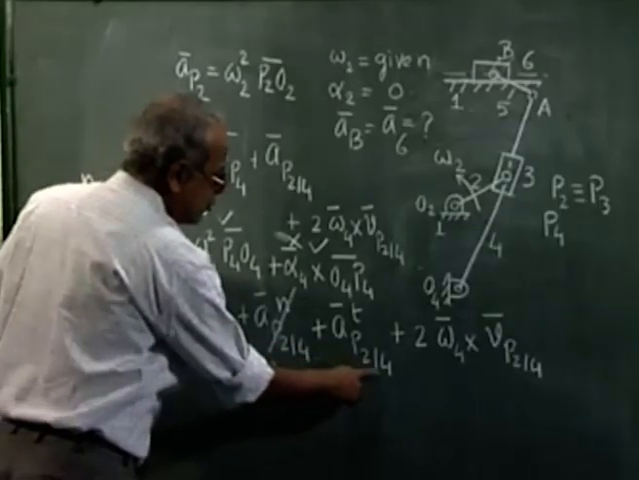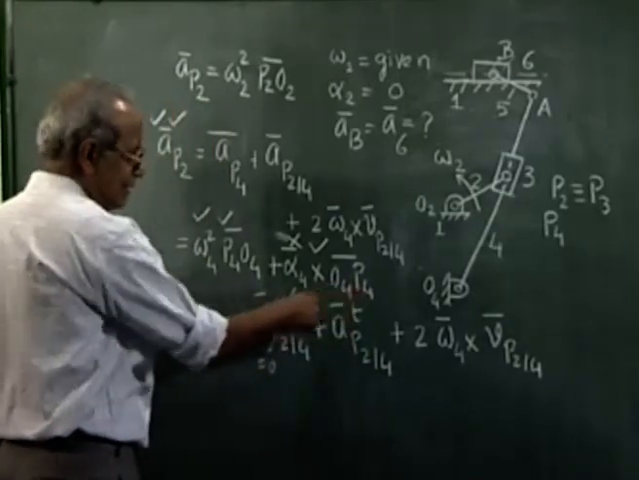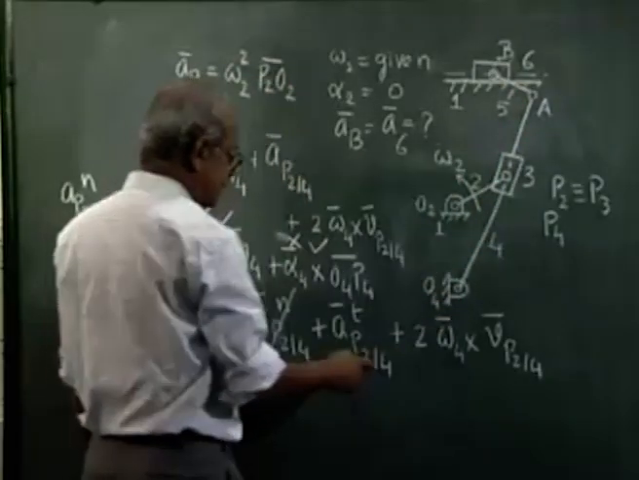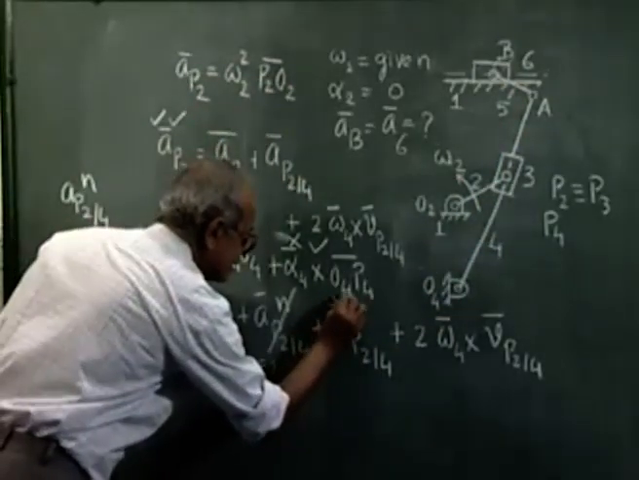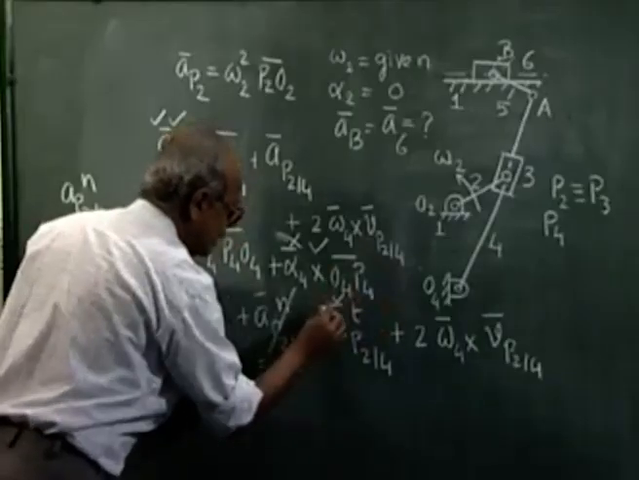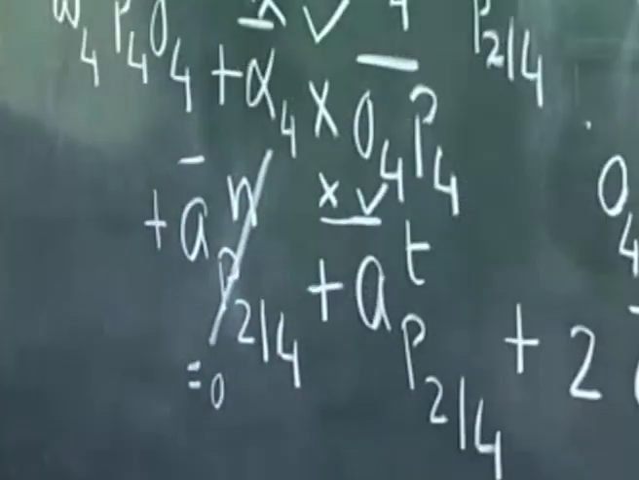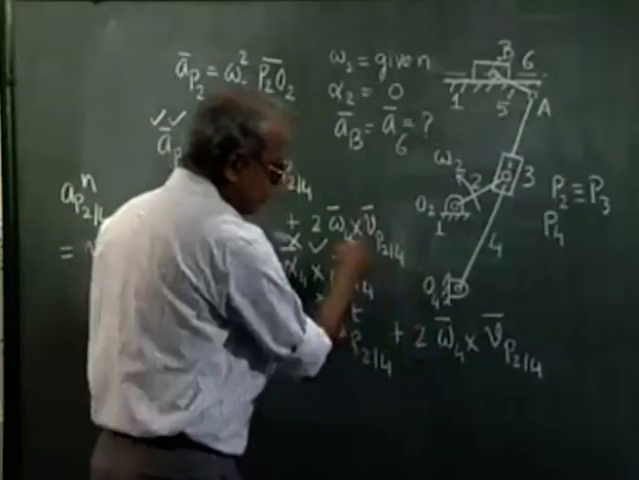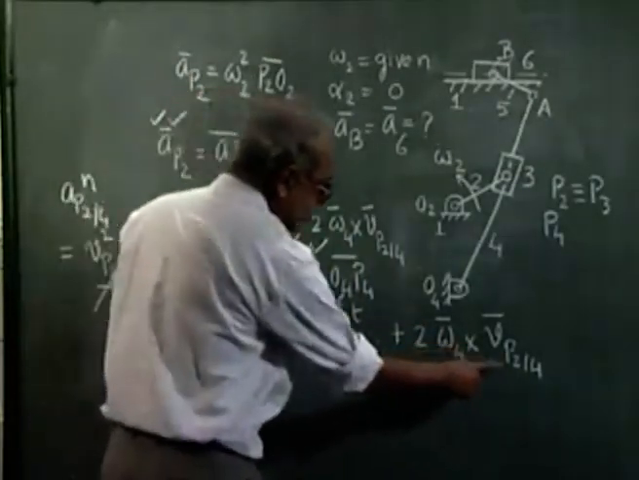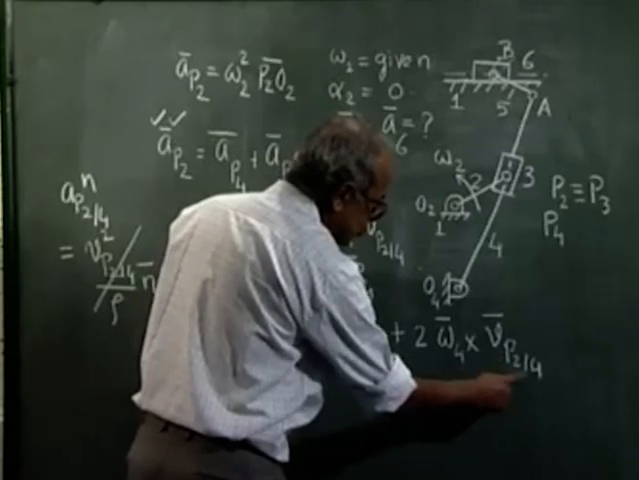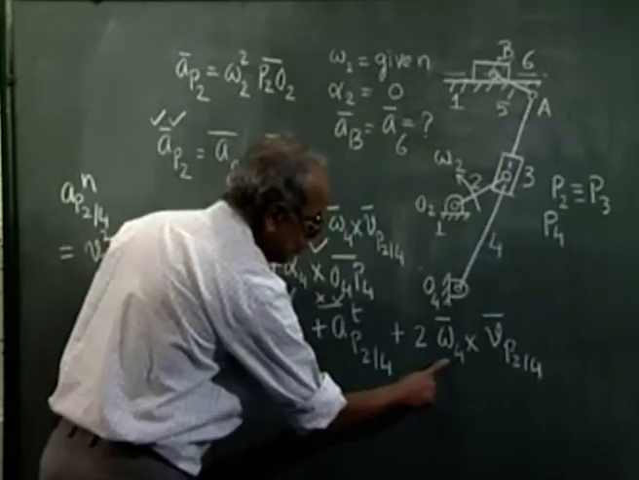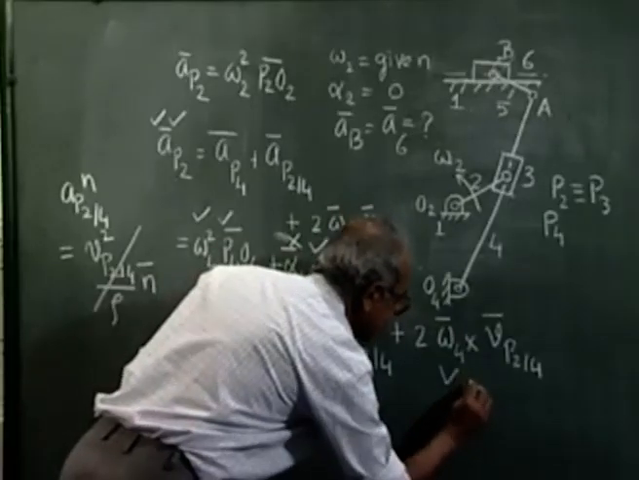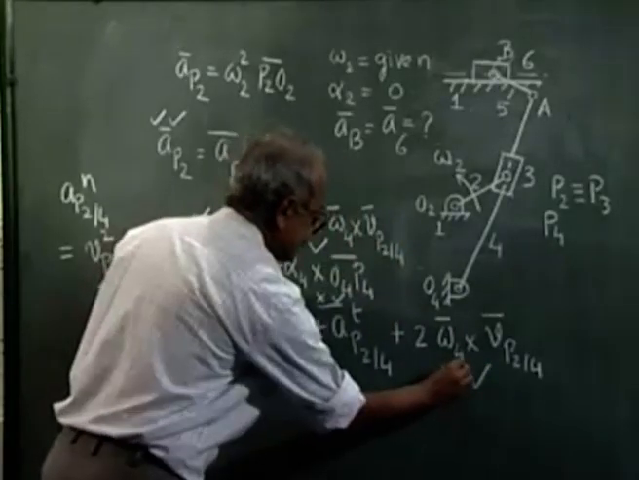Now, A P24T is tangential to the path, because the path is a straight line and the path itself is its tangent. So I know the direction, along the straight line O4P, but the magnitude is unknown. Whereas the Coriolis component is completely known, because we have completed the velocity analysis and already determined Vp24 and omega 4. I know both its magnitude and its direction.